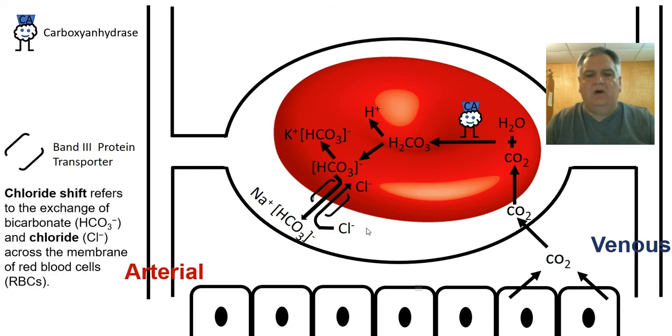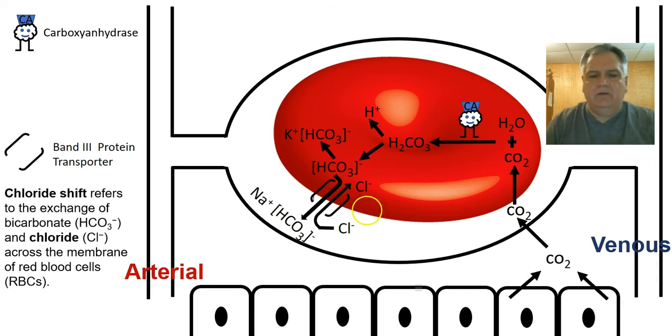This process of replacing the bicarbonate ions with the chloride ions is referred to as the chloride shift. So the chloride shift refers to the exchange that we've just talked about of the bicarbonate ions and the chloride ions across the membrane of the red blood cells. And again, what's the purpose of that? It is to maintain proper ion charge balances inside the red blood cell.